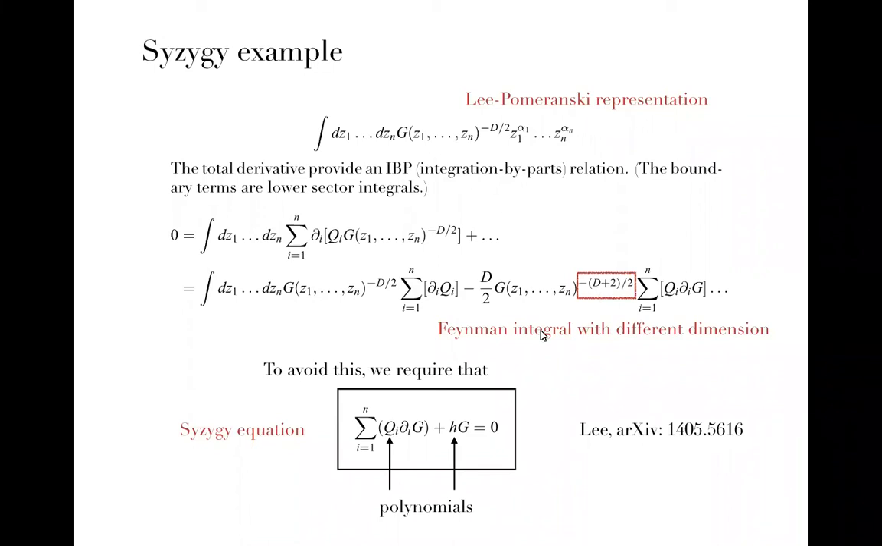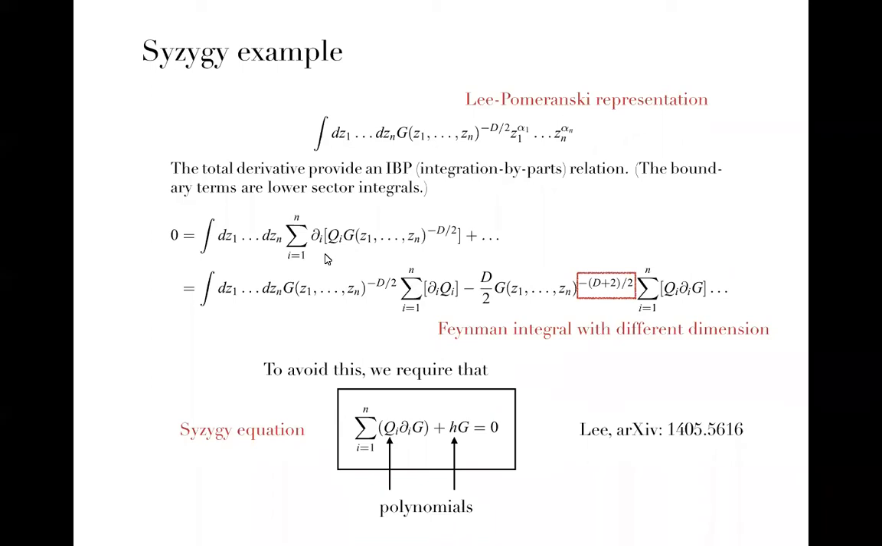So in this case, instead of getting a Nip-Wierenski IBP with the same dimension D, you get different dimensions. That's a bad situation. That just means somehow you are missing the IBP relation and the dimension shift identity. Okay, that's not good. That will make this algorithm even harder to solve.